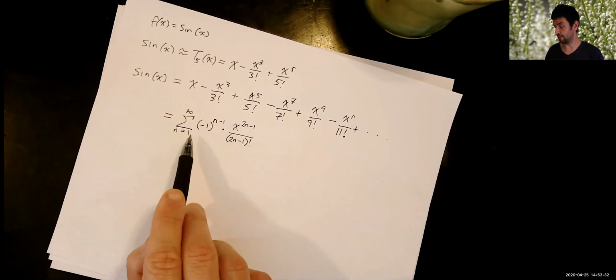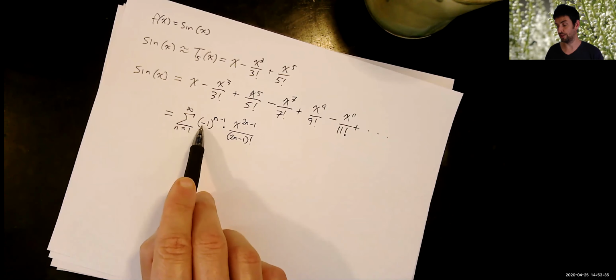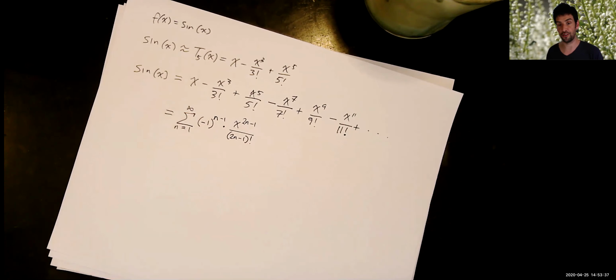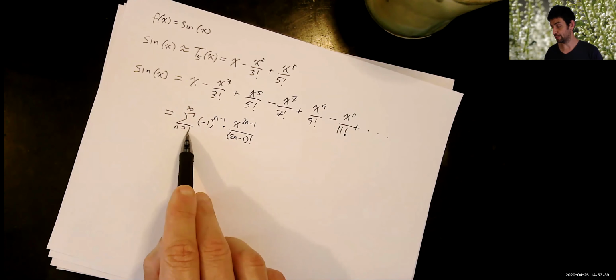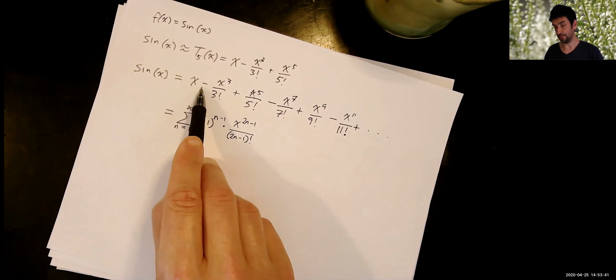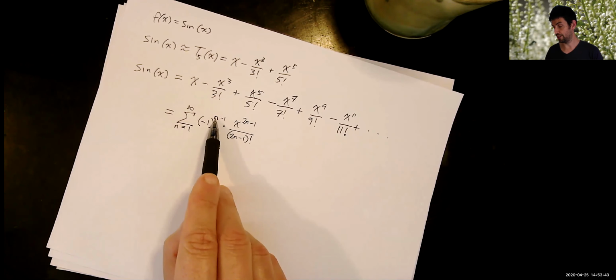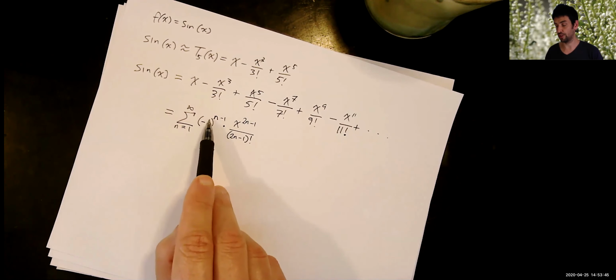N minus 1 means when I put in 1, this is to the power of 0, so this becomes a positive 1. That first one's positive. When I go to n equals 2, I want it to be negative. I get 2 minus 1, so a 1. Negative 1 to the 1 is negative 1.